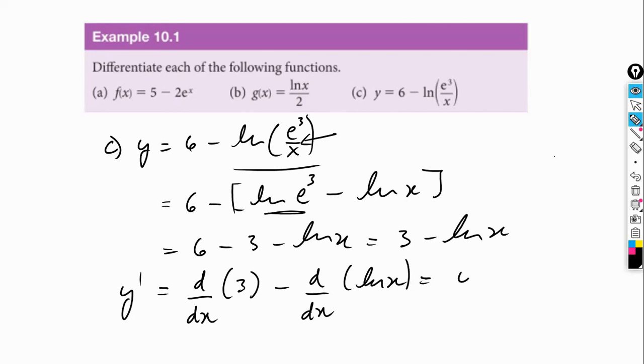So this is going to be 0 minus 1 over x. Oh, I made a mistake here with the sign. This should be plus because minus times minus is plus. So 0 plus natural logarithm of x, and the derivative of that is 1 over x. So that means that the solution to this would be 1 over x.